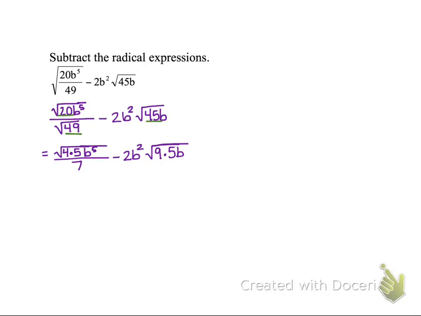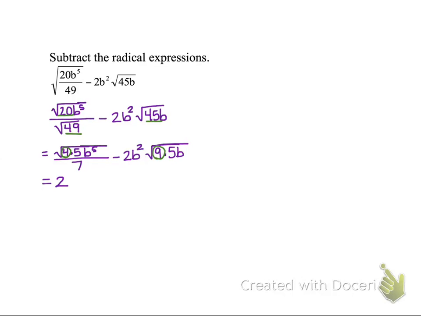Now, the reason why I chose to factor the number 20 and the number 45 the way I did is because I now have perfect squares. And those perfect squares can be simplified, and we can simplify those radicals. Okay. So the square root of 4 is 2, so there's going to be a 2 on the outside of that radical. Now, I have b to the fifth under the square root sign.